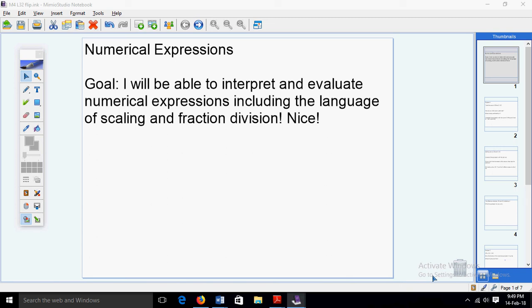All right, this is lesson 32. We're now talking about numerical expressions. So our goal is I'll be able to interpret and evaluate and solve numerical expressions, including the language of scaling and fraction division. Nice. So we're using what we've been doing the past couple of days and being able to put that either from words to numbers or from numbers to words.